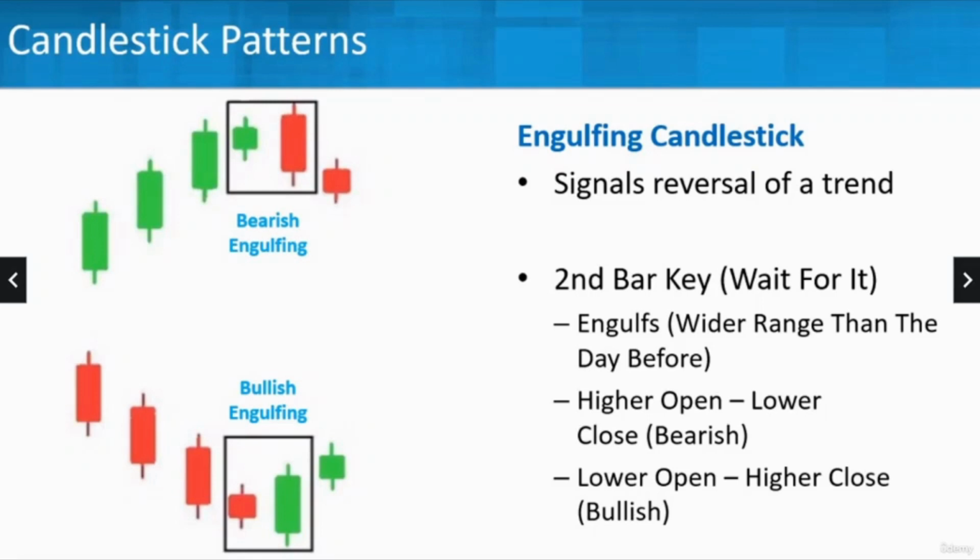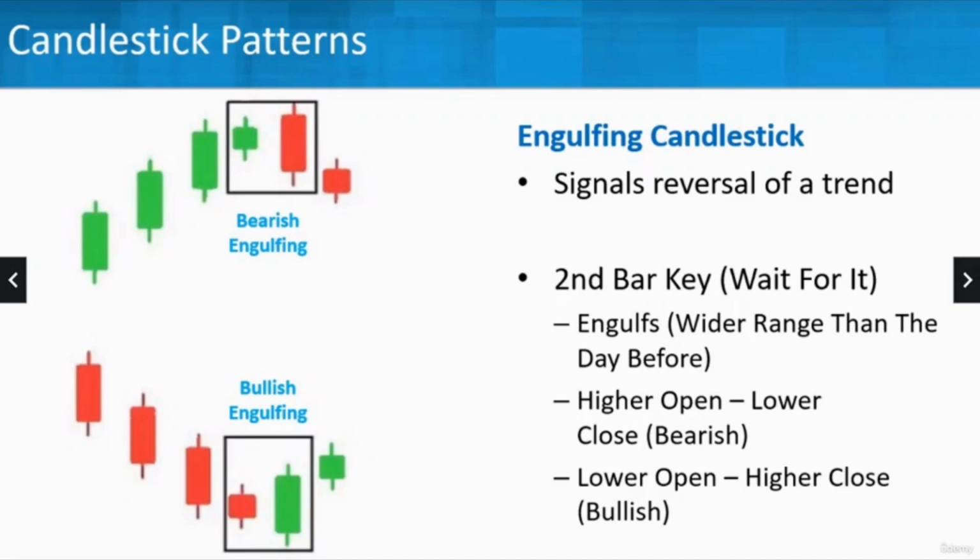If you have a higher opening and a lower close in this engulfing candlestick, that's a bearish sign. Prices are going to start headed down. And if you have a lower open but a higher close, then that's a bullish signal, and prices will start rising. In both cases, you're looking at what's happening before to see if there's an established trend, because this is all about trend reversals. It really works when there's a trend, not so much when there's no trend yet at all.